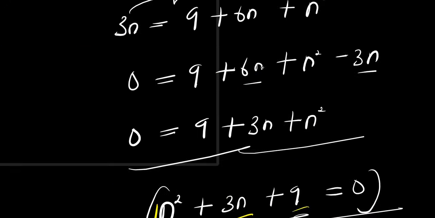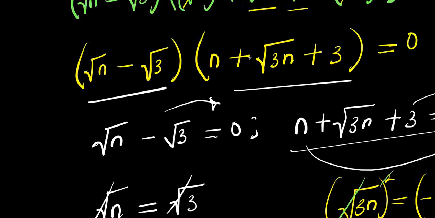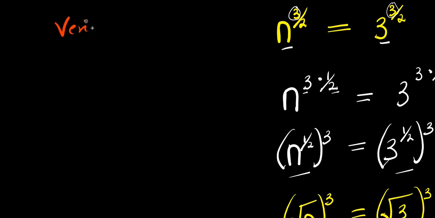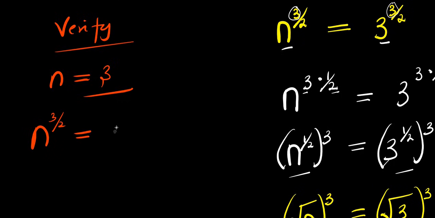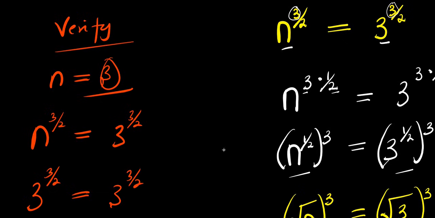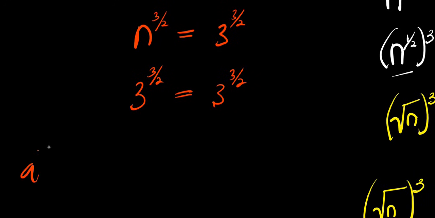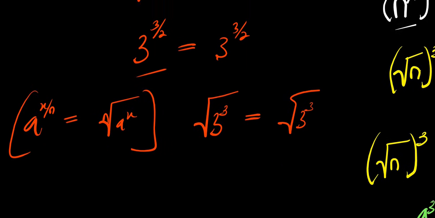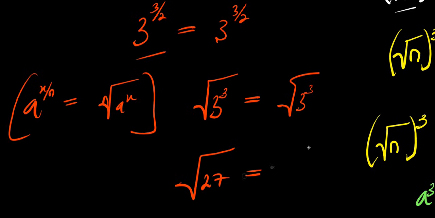Now we also have one real value for n, which is n equals 3, which you can insert into this equation to verify. We have n equals 3. We have n power 3 over 2 equals 3 power 3 over 2. So n is 3, so substitute 3 for n. We have 3 power 3 over 2 equals 3 power 3 over 2. So if you have a power x over n equals nth root of a power x, apply that here. So it's just square root of 3 power 3 equals square root of 3 power 3. So square root of 3 power 3 is square root of 27.